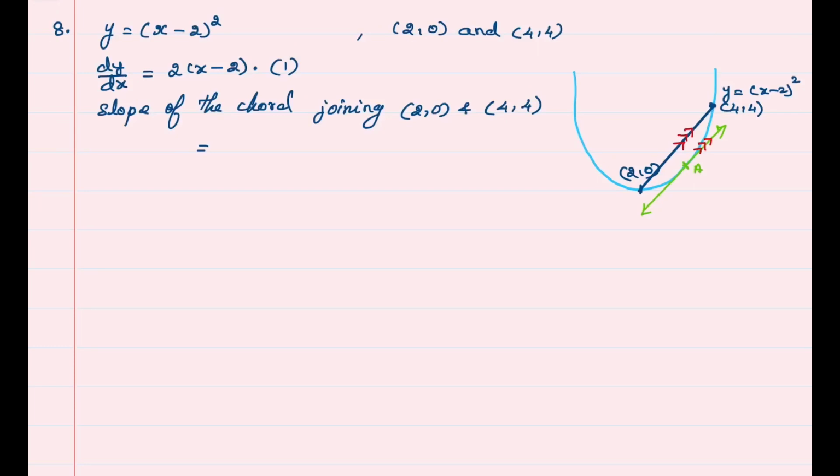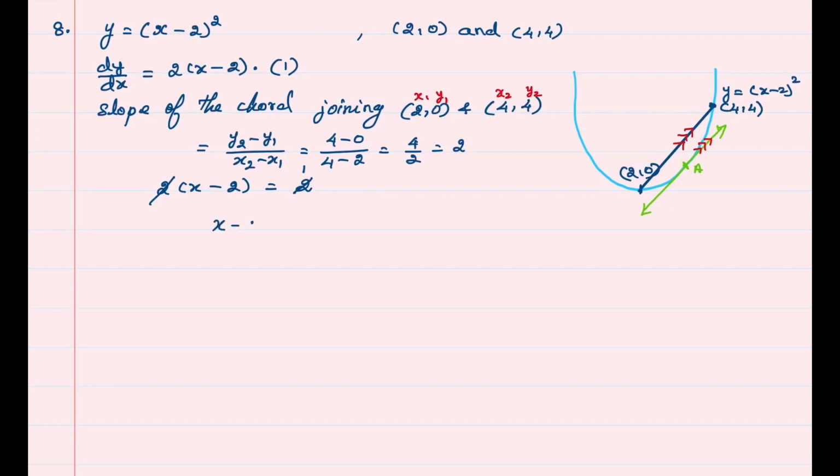If we know 2 points on a line, to find the slope, the formula is y2 minus y1 upon x2 minus x1. We will take this as x1 y1, this as x2 y2. We get 4 minus 0 upon 4 minus 2, which is 2. As the tangent is parallel to this chord, their slopes must be equal. Therefore, slope of the tangent and slope of the chord should be equated. X minus 2 is 1, therefore x is 3. X coordinate of the point of contact is 3.